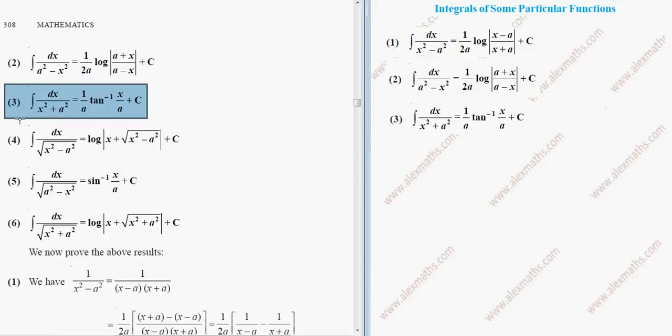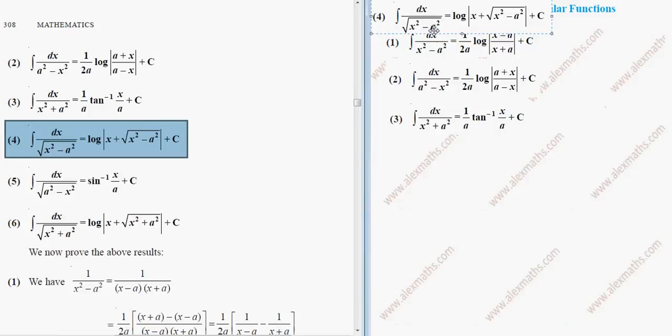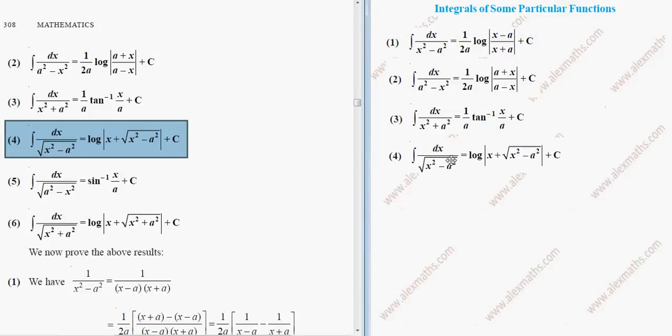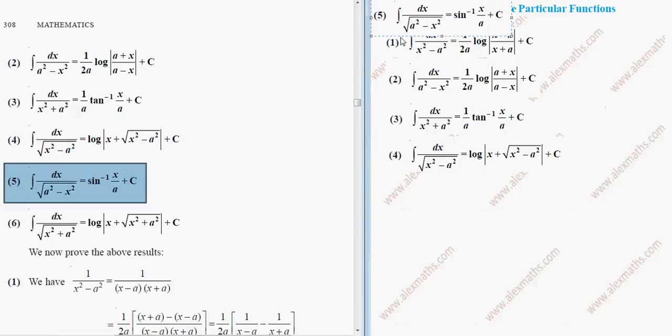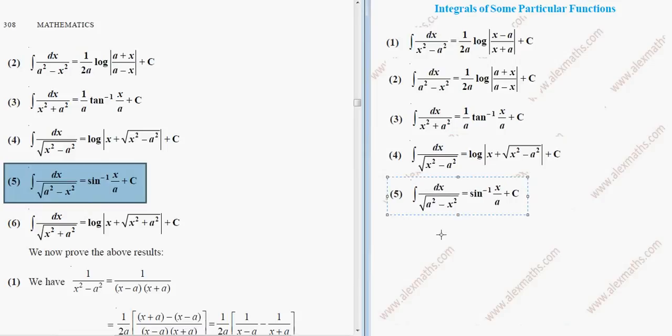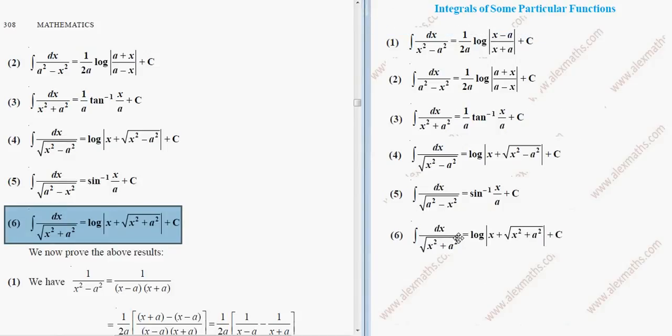Then integral dx by root of x square minus a square, which is log of mod x plus root of x square minus a square. Then this is root of a square minus x square, which we have integral dx by root of a square minus x square is sin inverse x by a. Then we have integral dx by root of x square plus a square, which is log of mod x plus root of x square plus a square. So these are the 6 formulas which come under the integral of some particular functions.